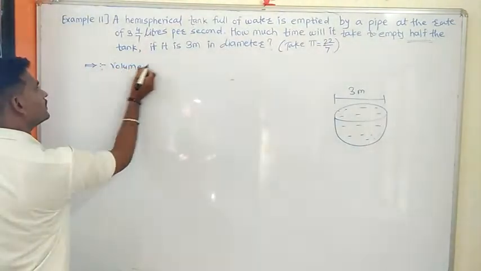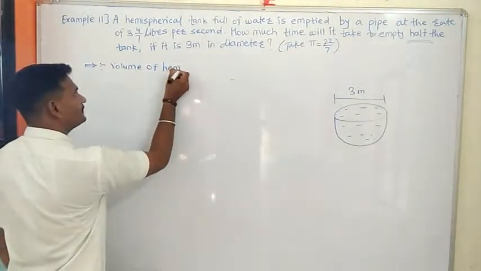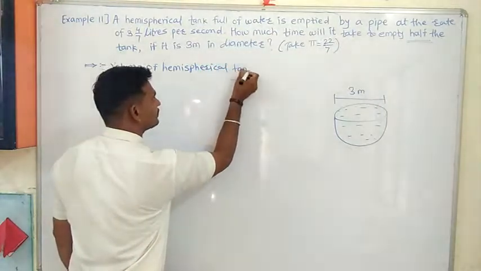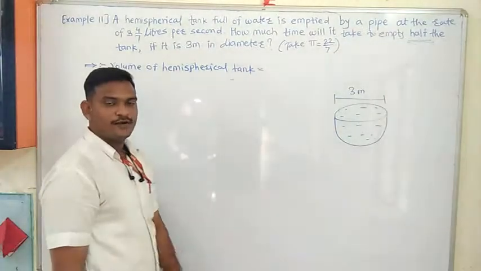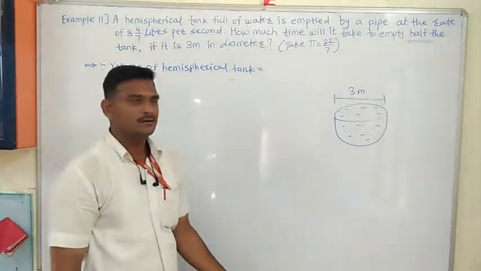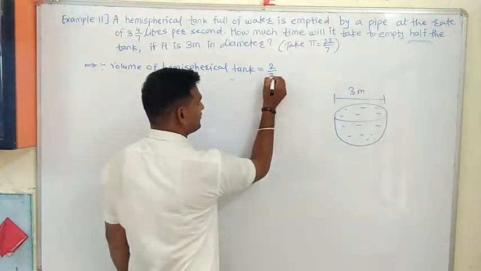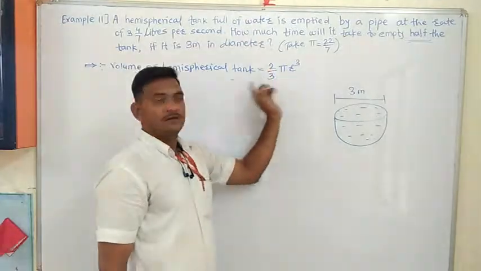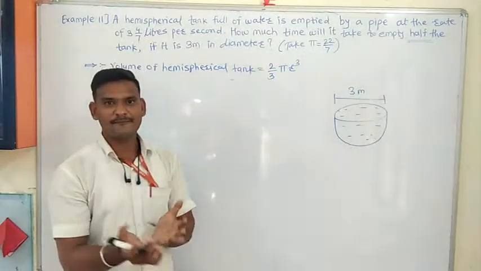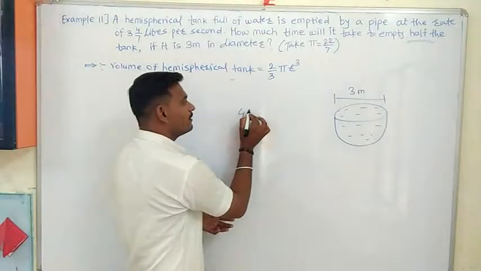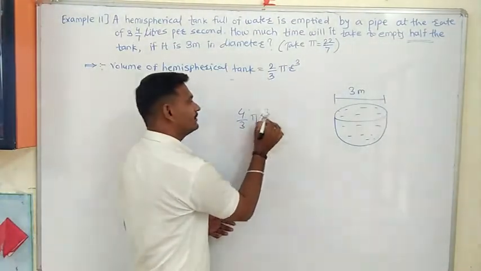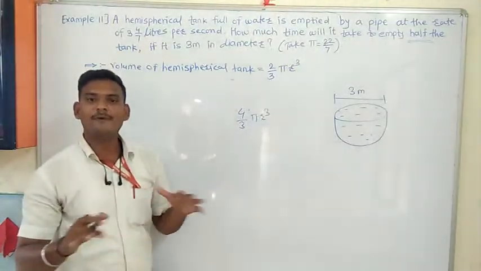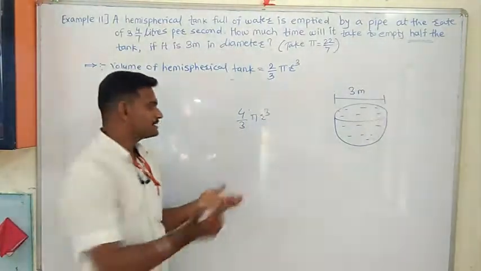See here. First we will find the volume of the hemispherical tank. We know the formula: 2 by 3 pi r cube. Why 2 by 3? We know the volume of a sphere is 4 by 3 pi r cube. Now a hemisphere is nothing but half of a sphere.